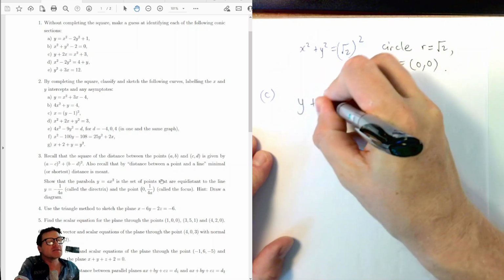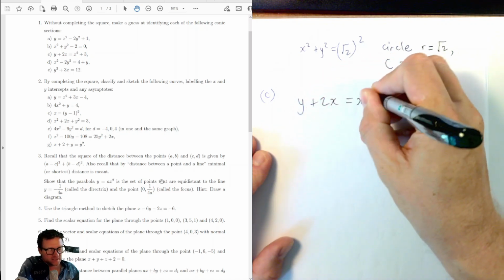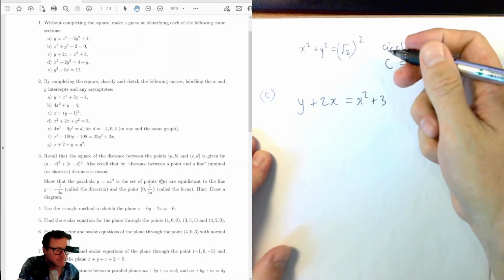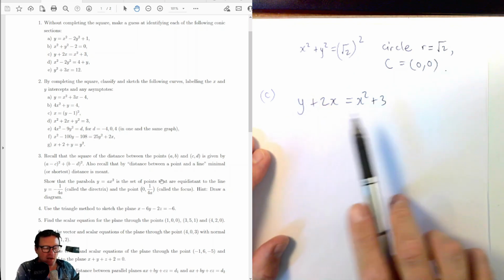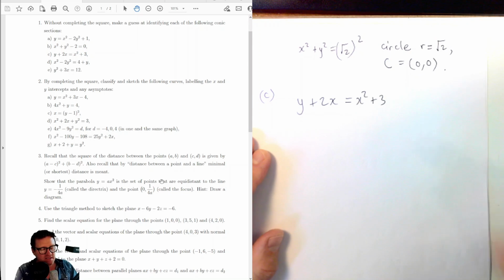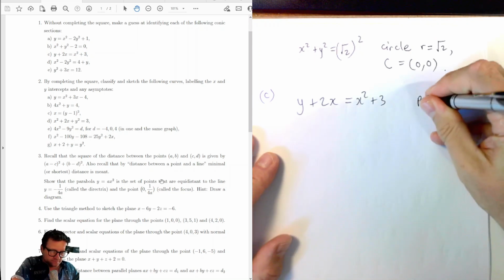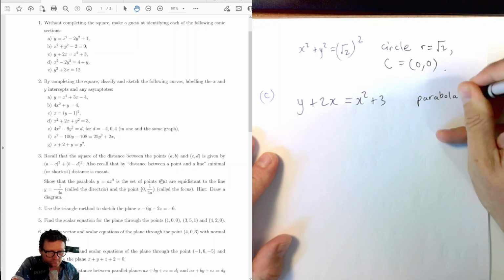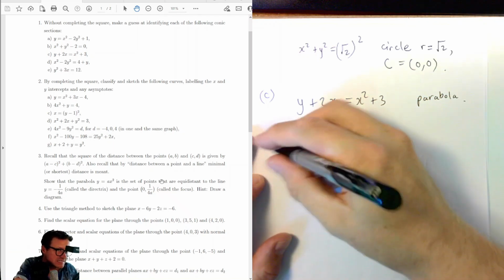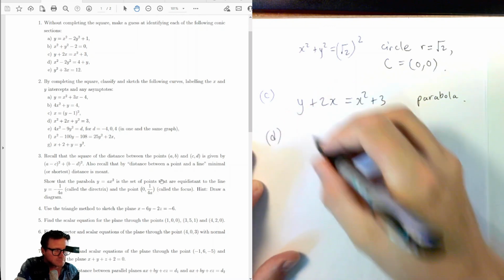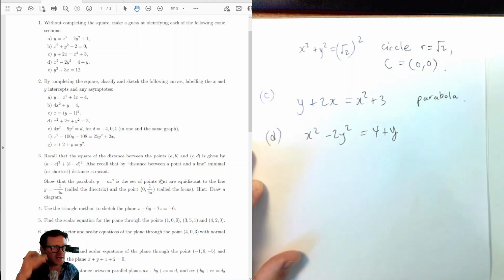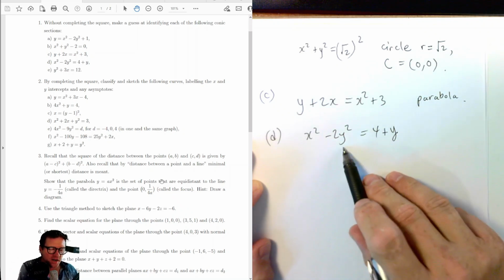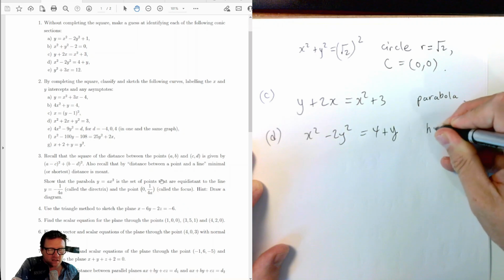Okay, let's move on to part C. We've got y plus 2x is x squared plus 3. Now, what is this? Well, we've got a power of 1 for the y and a power of 2 for the x. So this is a parabola. Okay, now part D. x squared minus 2y squared equals 4 plus y. What is this? Well, again, hyperbola, because we can take this y over and complete the square. So we'll just say hyperbola.